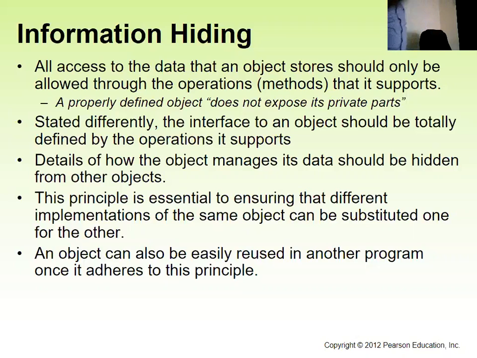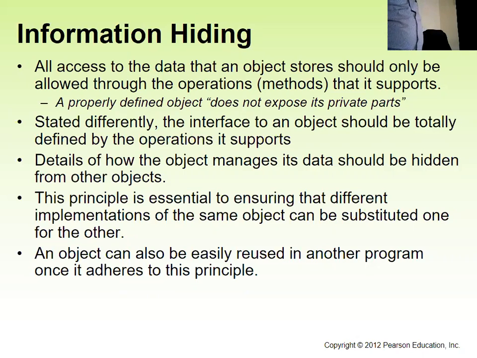Now, basically, the interface to an object should be totally defined by the operations it supports. So if you don't want something to be modifiable, then don't write a method that allows you to modify it, or don't make it accessible. You follow what I'm saying? For example, if you don't want somebody to be able to set balance to zero without having to do a constant withdrawal, then don't write a method that allows that. And then you make balance private. So only the things that you define as methods are usable on that.